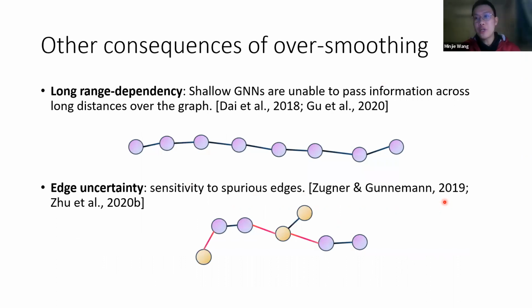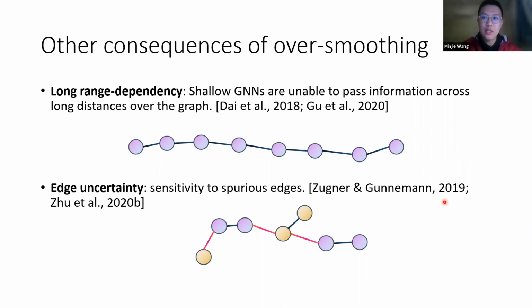There are also other consequences of the over-smoothing problem. Because we cannot use a large number of GNN layers, it becomes difficult to track long-term dependencies. Also, almost all real graphs are noisy. There are spurious edges that were added by mistake. For this kind of dataset, if we cannot use a deeper model, it is very difficult to capture these noisy edges.